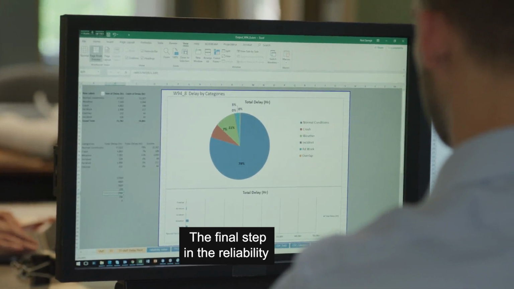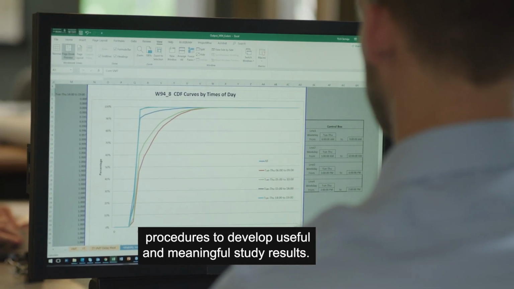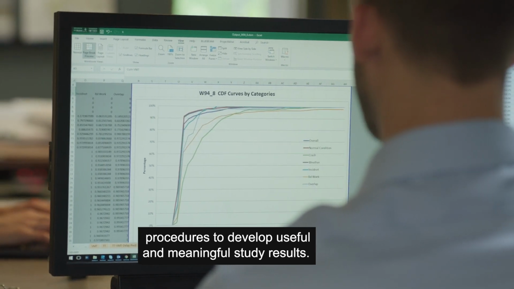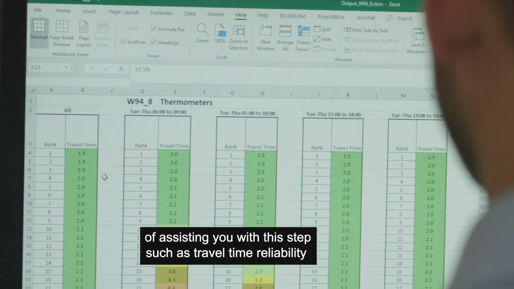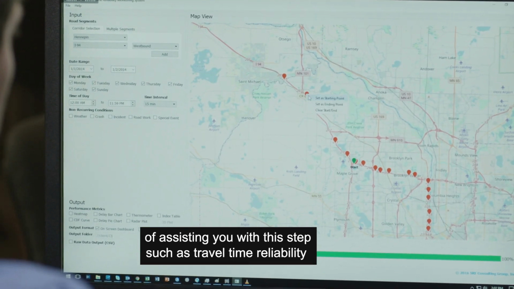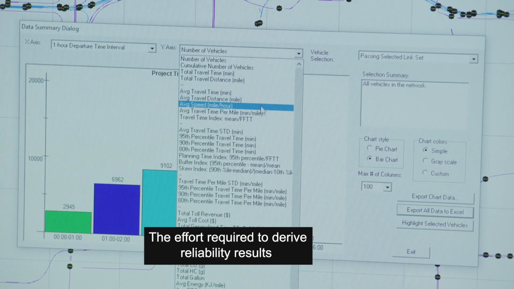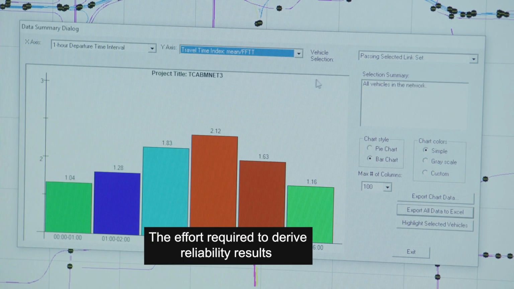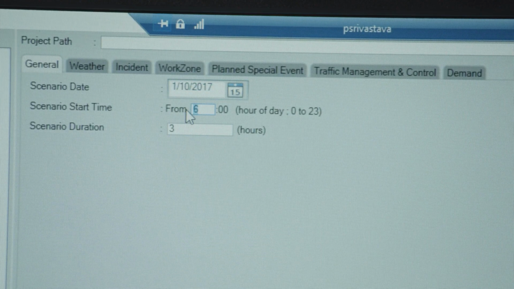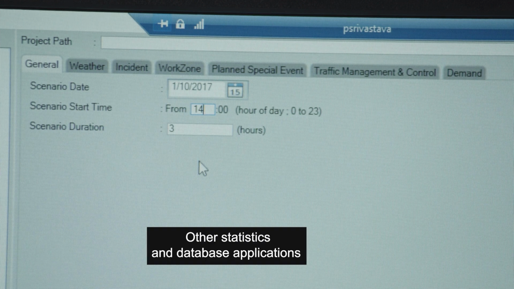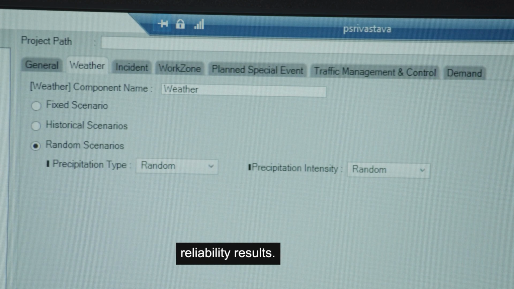The final step in the reliability analysis is using outputs from the earlier analysis procedures to develop useful and meaningful study results. Fortunately, tools are available for the express purpose of assisting you with this step, such as travel time reliability monitoring systems and trajectory processor. The effort required to derive reliability results from analysis outputs can vary based on the analysis type and tool used. Other statistics and database applications can also be beneficial for summarizing reliability results.